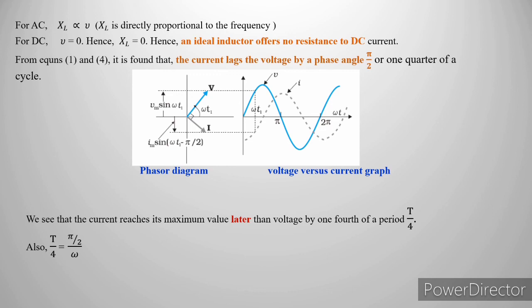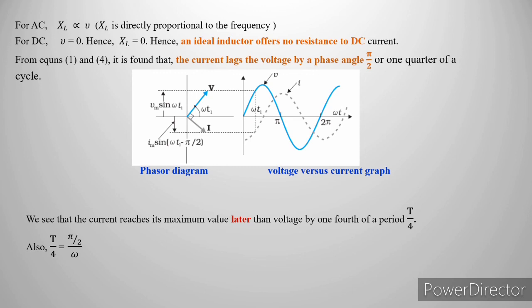Now look at the graph. In the graph on the left side, you can see the blue vector V, and perpendicular to that in the fourth quadrant is the gray vector I. So the phase angle between V and I is pi by 2. So V is in the first quadrant while I is in the fourth quadrant. This means that the current is lagging behind the voltage by a phase angle pi by 2.